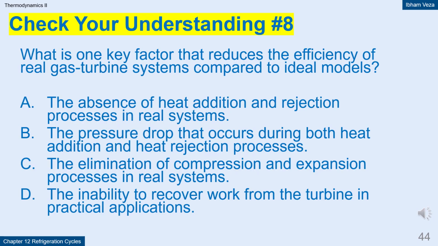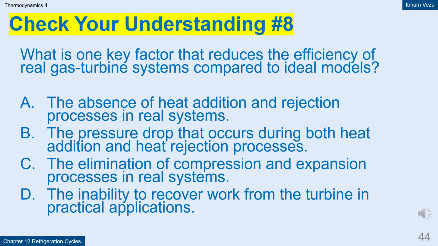Answer B. The pressure drop that occurs during both heat addition and heat rejection processes. Explanation of why other answers are wrong. A. The absence of heat addition and rejection processes in real systems. Incorrect, because heat addition and rejection processes do occur in real systems. They are affected by inefficiencies such as pressure drops.